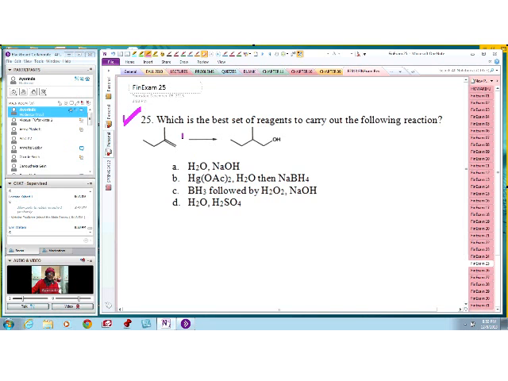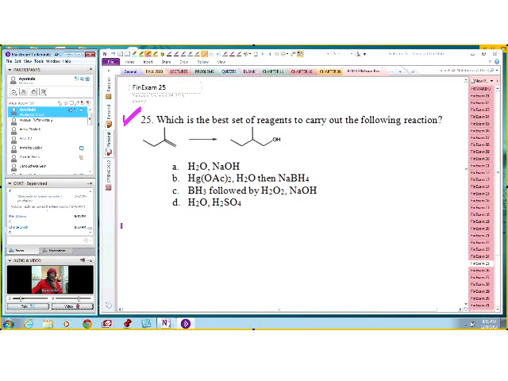Okay, now we are getting to reagents. What would be the answer for this? Which of the best set of reagents to carry out the following? We have water in hydroxide, mercury acetate followed by sodium borohydride, borane followed by hydrogen peroxide, and then dilute acid, sulfuric acid in water. So what would be the answer to this?